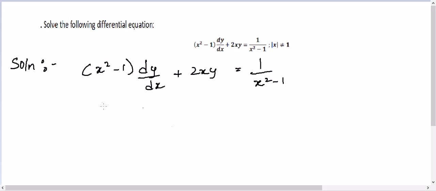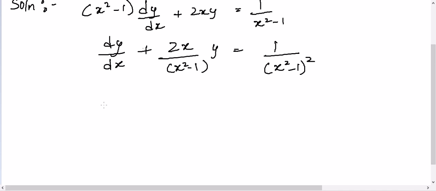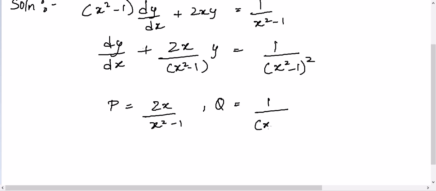So guys, continuing, let me write it in a form so that it is more clear how it is a linear differential equation. We have divided both sides by x square minus 1. So when we divide by x square minus 1, this is what we'll get. And now if you compare, you will get p as 2x by x square minus 1 and q as 1 by x square minus 1, right?